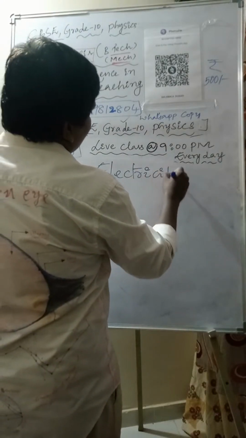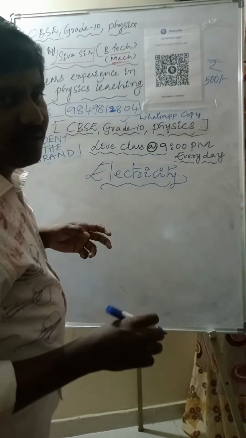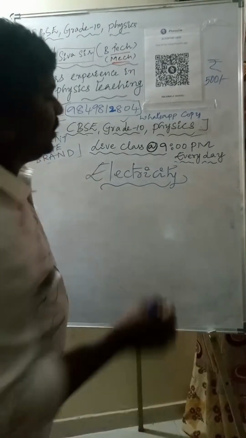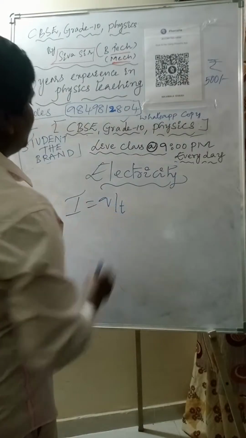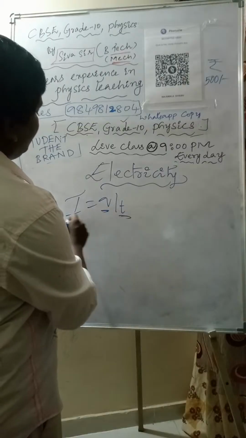Electricity. The rate of flow of charge is called electric current. I = Q/T. So the rate of flow of charge: Q is the charge, T is the time, I is the current.